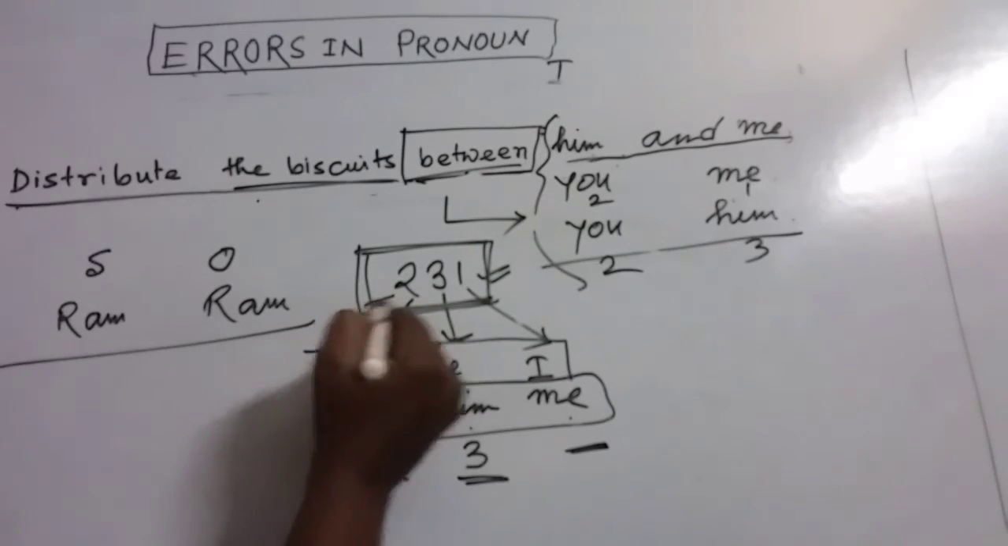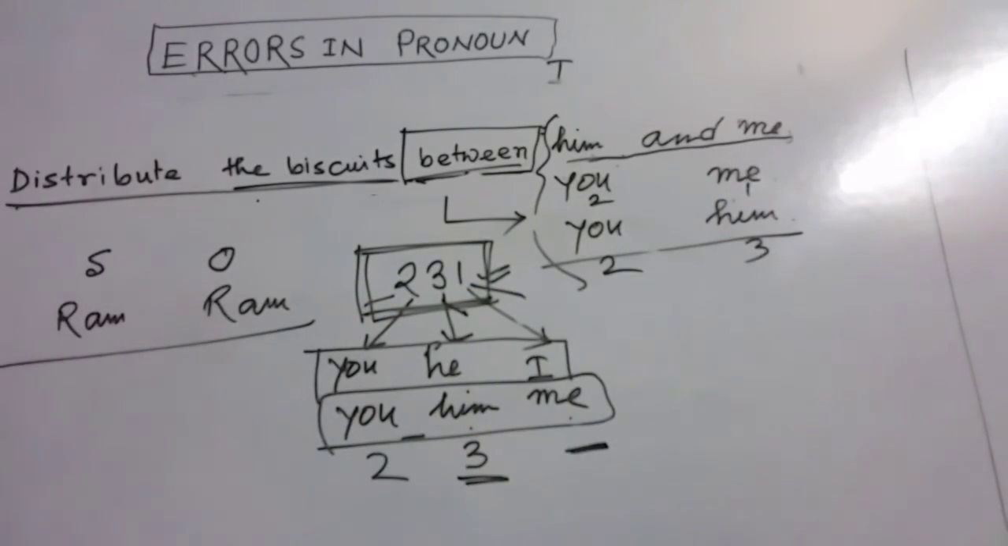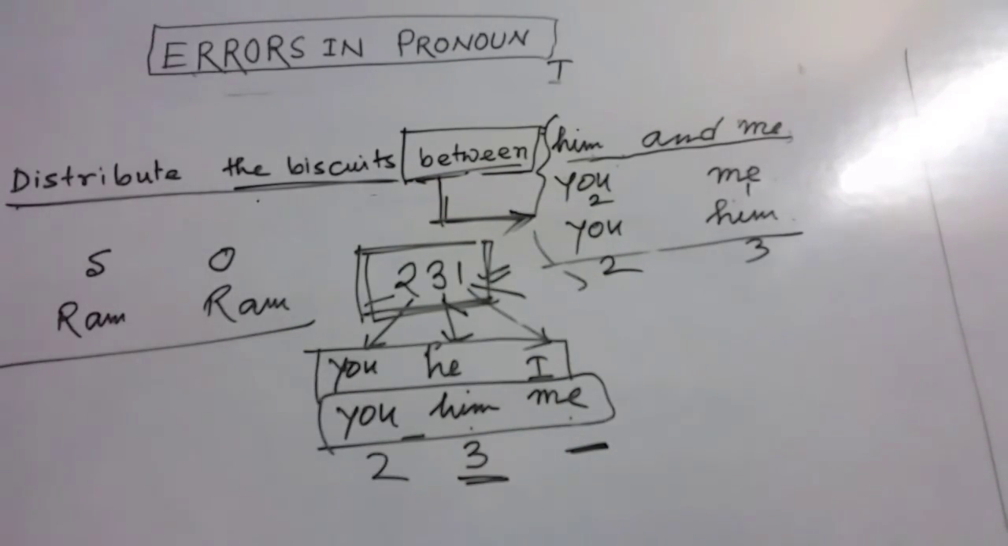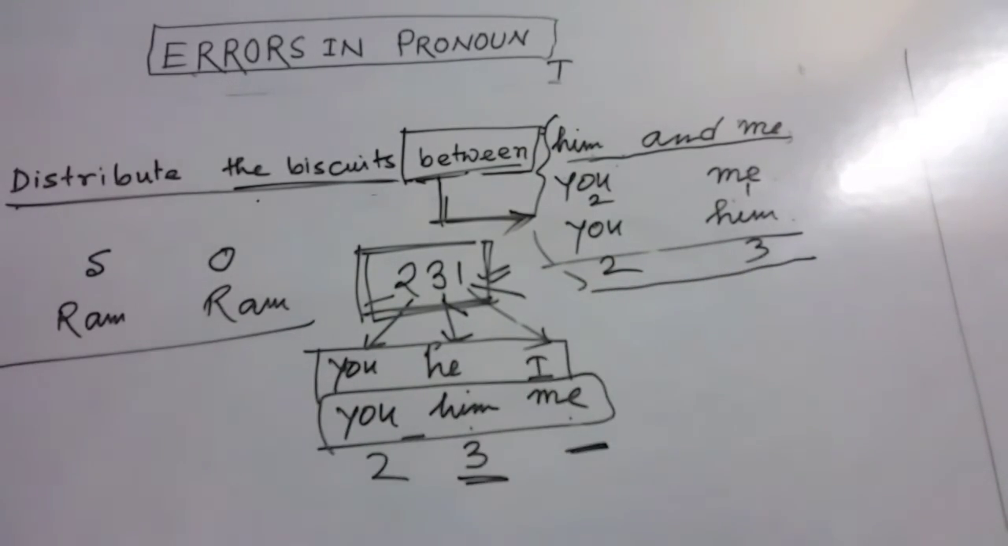At first the second person, then the third person, then the first person, and we have done the same thing here. My dear friends, here we have to follow this one. After between, we have to write the objective form. We cannot write the subjective form here. My dear friends, I think you can understand this usage.